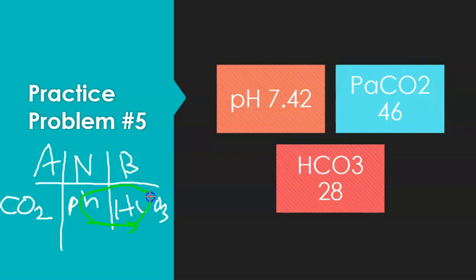So we have a metabolic alkalosis with full compensation, because again, our pH is in that normal range, 7.35 to 7.45, and our respiratory component is opposite our metabolic component. So when we have the respiratory and metabolic components working opposite and our pH within a normal range, we have a fully compensated process. So this one would be metabolic alkalosis with full compensation.